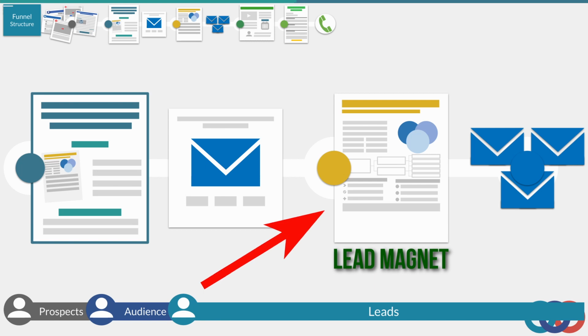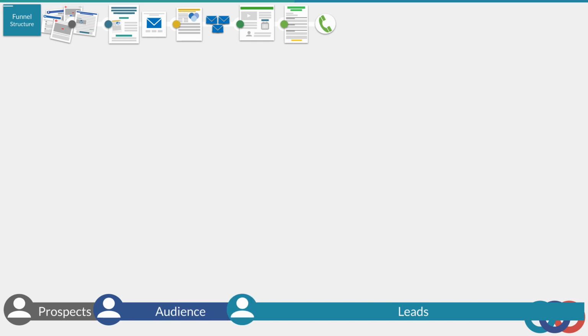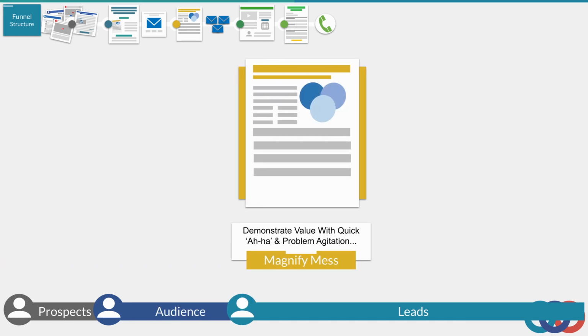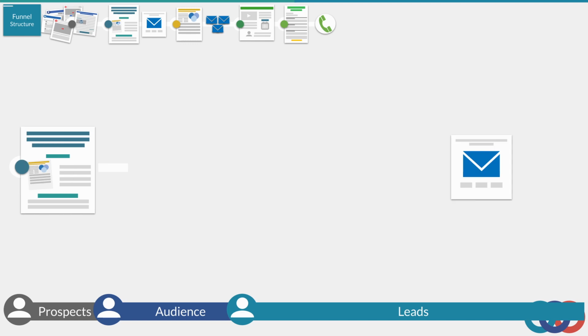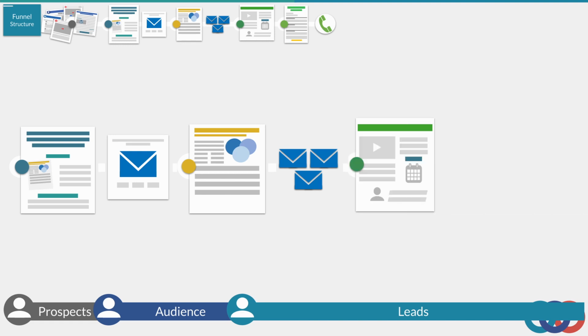After sending them your lead magnet, you will then send 4 more emails that will lead them to your booking page. This is going to be the third phase of your B2B funnel. Those 4 emails will demonstrate the value of your services and tell your ideal customers what they're currently doing wrong and why they should book a call with you. Those emails will lead them to a booking page to schedule a call with you for you to close them on your product or service.